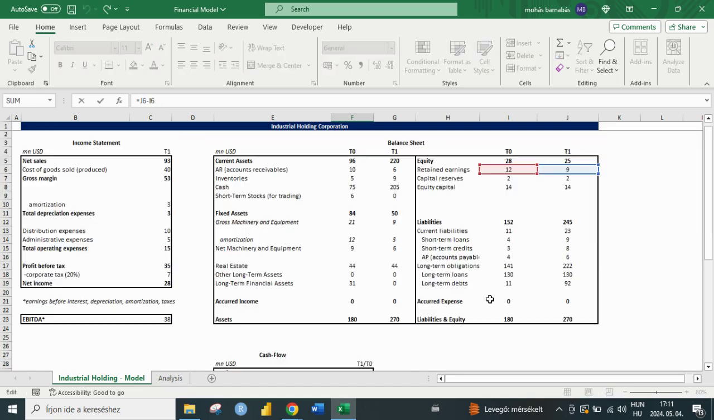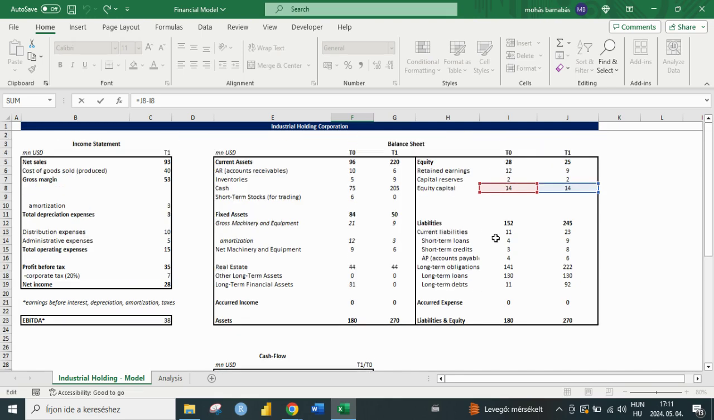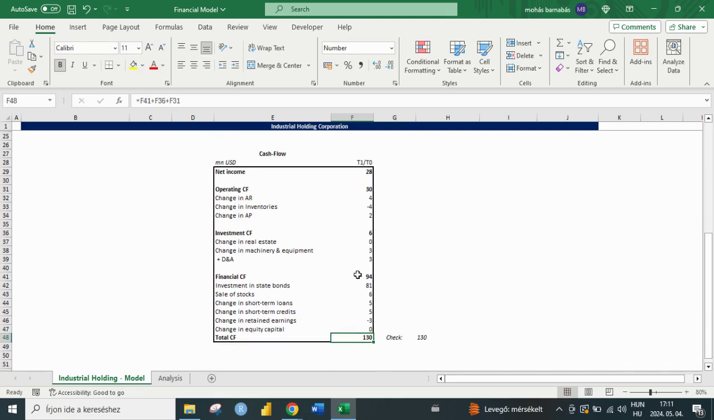And regarding the retained earnings change, you see that there has been some reduction, and altogether it's 3 million. And the equity capital, as you can see here, did not change. We add them up, we get 94. And yes, here we can see that it's a huge positive value regarding the total cash flow statement of the company. So basically, the financial cash flow activity of the company is substantial, and it's very positive, which means that the company indebts itself permanently.